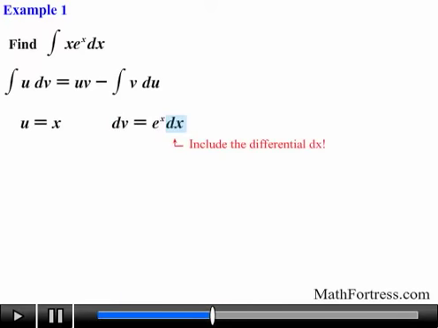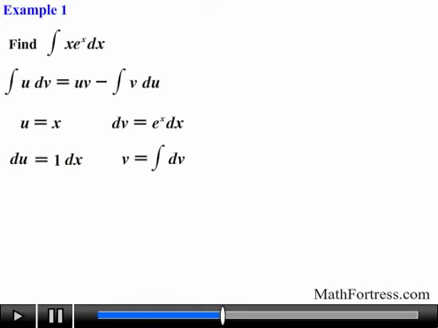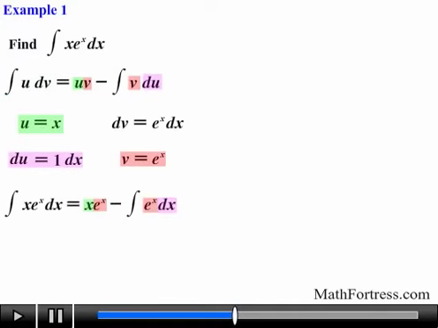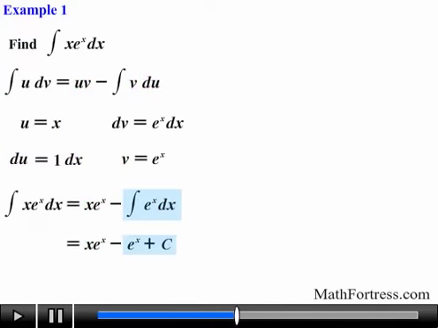Make sure you include the differential dx when selecting your dv. This is an important detail. So now we take the derivative of u with respect to x and solve for the differential du. Doing that, we obtain that du is equal to dx. To obtain v, we take the integral of dv, or in this case, the integral of e to the x dx. Doing that, we get that v is equal to e to the x. Now that we have u, du, v, and dv, we substitute them into the integration by parts formula, as follows. Then we find the integral of e to the x, and doing that, we see that the final answer is equal to x times e to the x minus e to the x plus c.